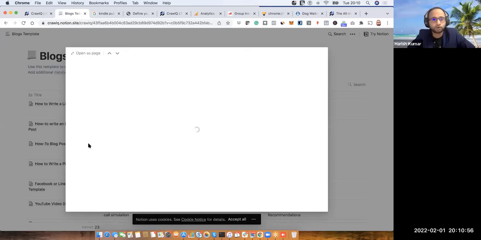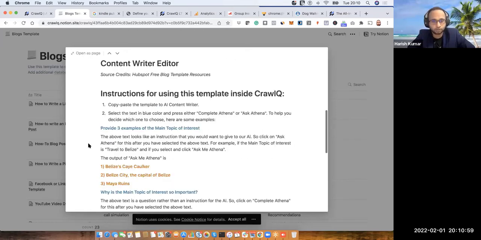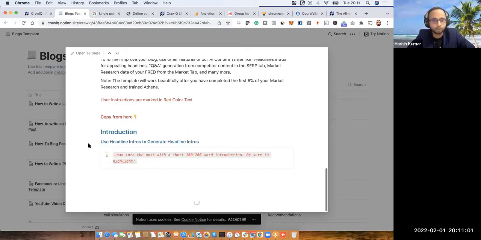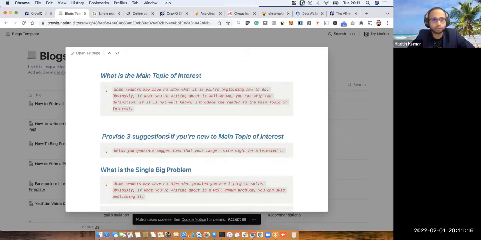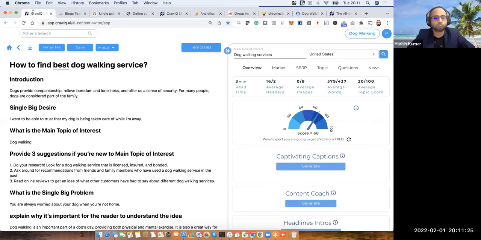So this is the automation of this template, for example. It starts from your introduction, use headline introduction. It gives also a little suggestion to AI and to also user in the red color text. Single big desire. What is the main topic of interest? Provide 3 suggestions if you are new to the main topic. So you see, this is an exact implementation, automation of the template. And once you understand how to create your own template, you can just create like this, your own template.